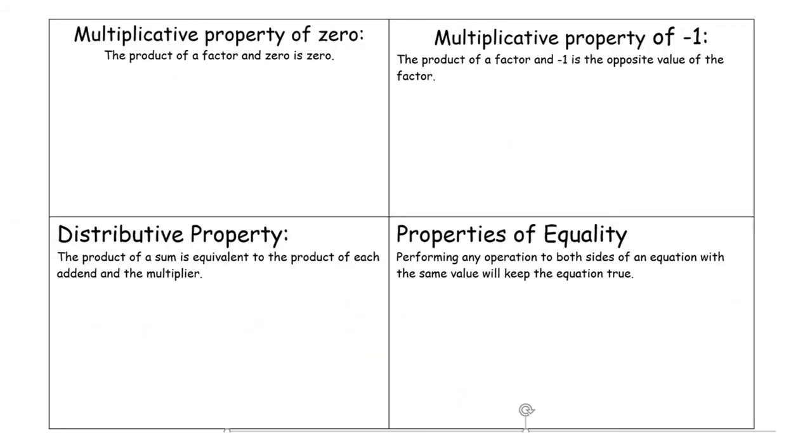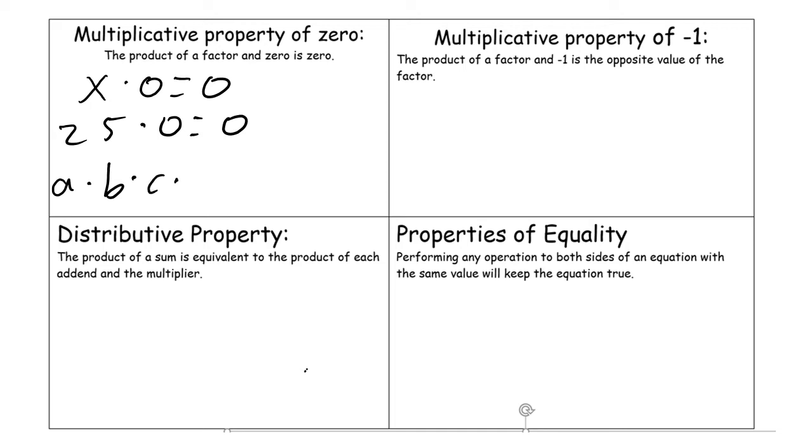All right, multiplicative property of 0. This is a fairly easy one. X times 0 equals 0. Anything times 0 equals 0. 25 times 0 equals 0. In fact, you can multiply a lot of things. A times B times D times 0 equals 0. If you're multiplying a lot of numbers and one of them is 0, the answer is going to be 0.